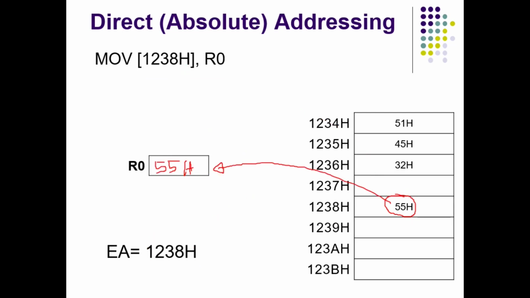So data 55H from memory location 1238H, which we have mentioned in direct addressing mode, will be transferred to the destination R0. Here the effective address is calculated by the processor directly because we have mentioned the effective address directly in the instruction.